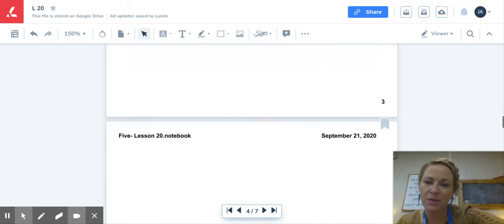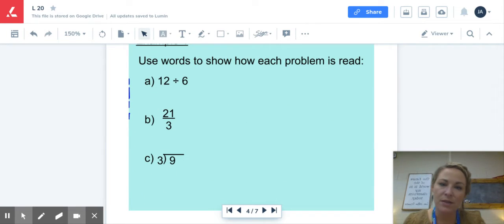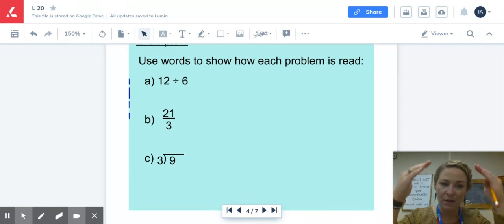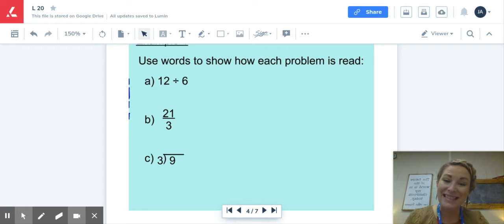I'm trying to get this to scroll here. So using words to show how each problem is read here, it's really difficult for me to write on this touch screen, but I'm just going to talk through how you would read these. Right here we have, I told you these are the easiest to read right here, 12 divided by 6. For B, we have 21 divided by 3. We read top to bottom. And then the C, this third one here, is the hardest to kind of remember. You must read the dividend first. We need to read what's in the box first. So we have 9 divided by 3.